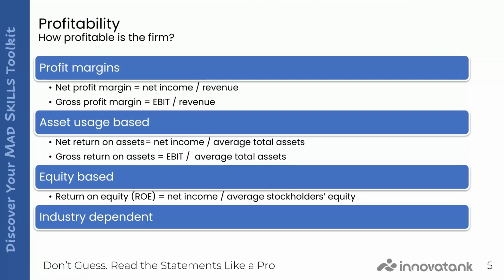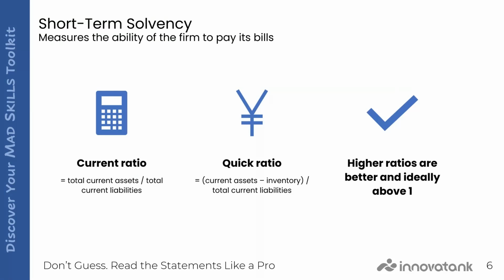You need context to know where a number is good or bad for that specific company. For profitability, look at the profit margins, return on assets, gross return on assets, and the return on equity. Higher is generally better, but compare to industry peers. For short-term solvency, current ratio and quick ratio tell you if a firm can pay its bills. Ideally, higher is safer in the short term. These ratios help you answer, is the company financially healthy enough right now to even consider big changes?